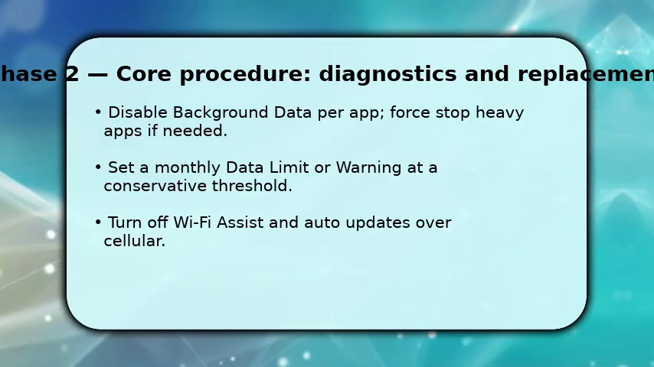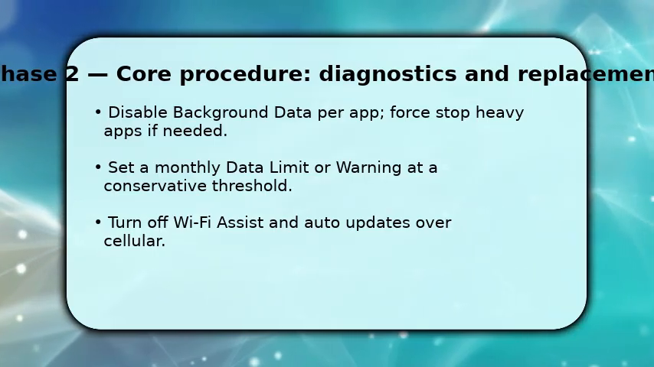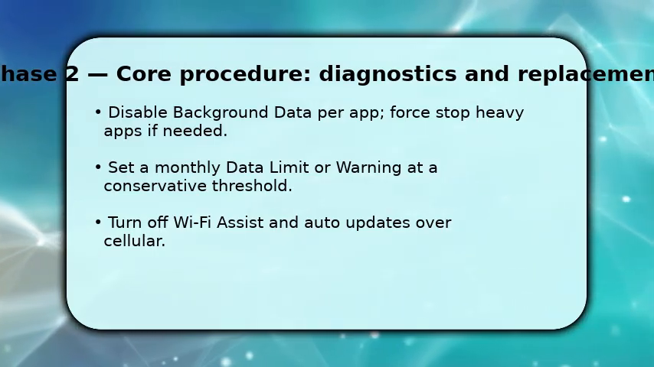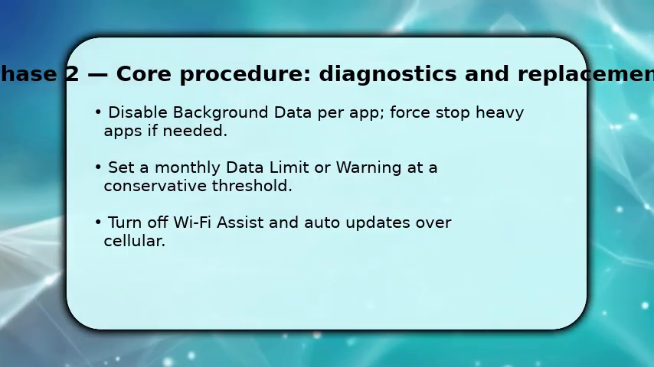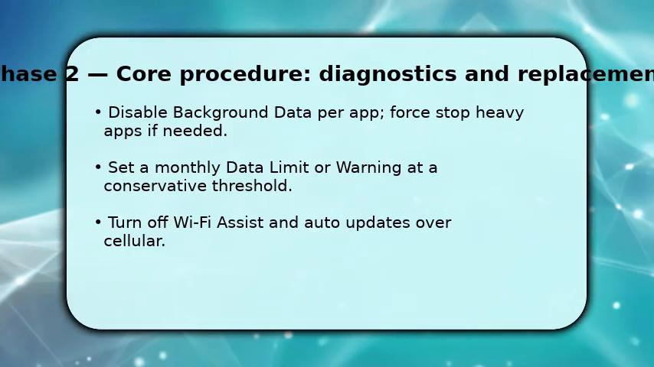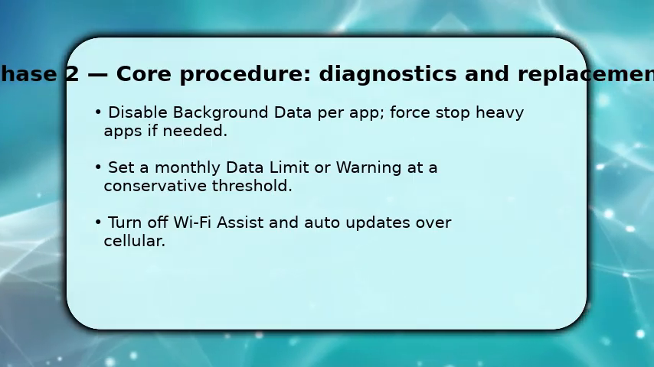Next, set a monthly data limit and a warning a bit below your plan so you get a clear alert before overage. This enforces discipline. Also, turn off Wi-Fi assist and prevent auto updates over cellular to avoid stealth downloads.